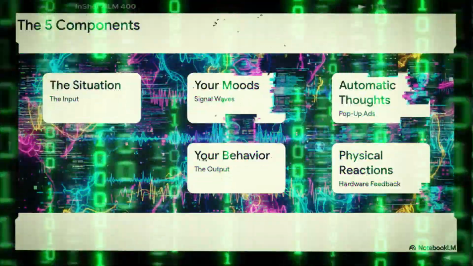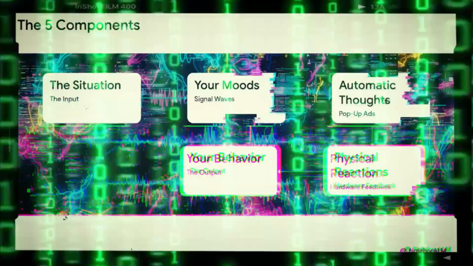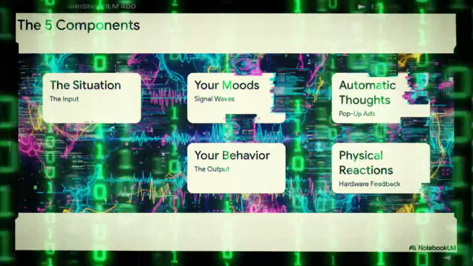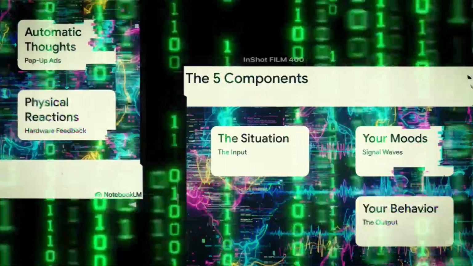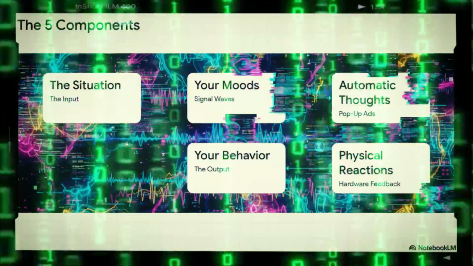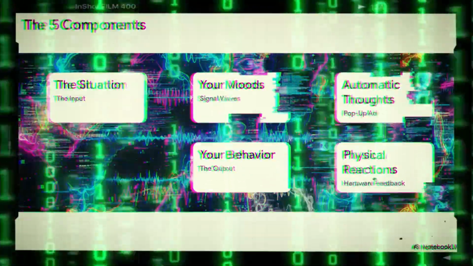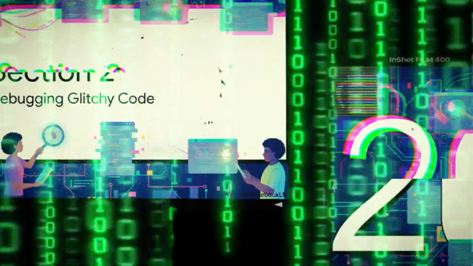So let's break this down. First up, you've got the situation. Think of this as the raw input. Then there are your moods, which are kind of like emotional signal waves bouncing around. Number 3, you've got what we call pop-up ads. This is that glitchy code we're going to get into in a sec. Fourth is your physical reactions, which is basically hardware feedback from your body. And finally, number 5, your behavior. That's your output. The main thing to get here is that a tiny change in just one of these can set off a whole chain reaction across the entire system. It's all connected.